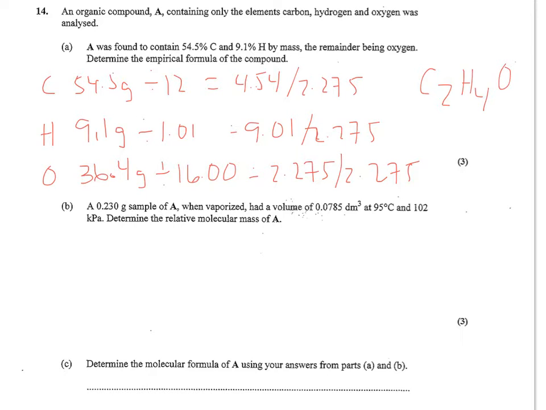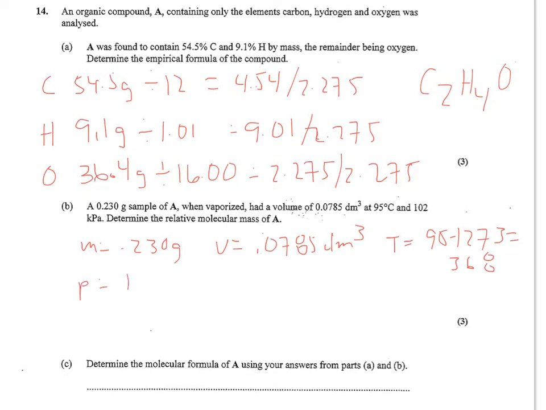Part B, a 0.23 gram sample, so that's my little m, 0.230 gram, of A, when vaporized, had a volume of 0.0785 decimeters cubed at 95 degrees, so 95 plus 273 is a Kelvin temperature of 368, and a pressure of 102 kilopascals. They want to know the relative molecular mass.